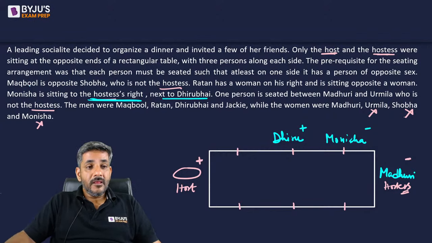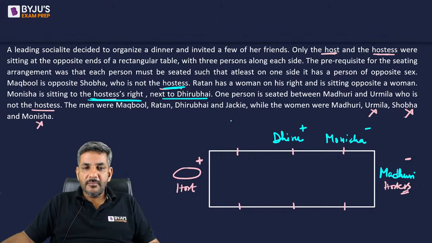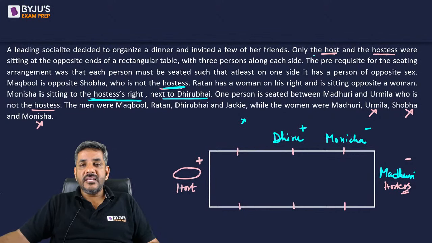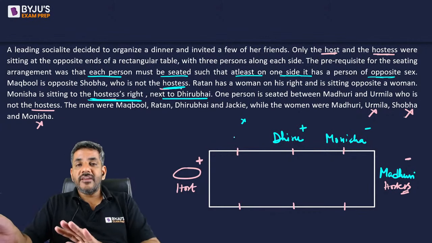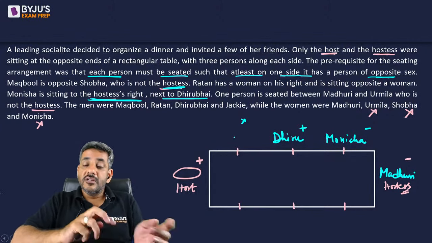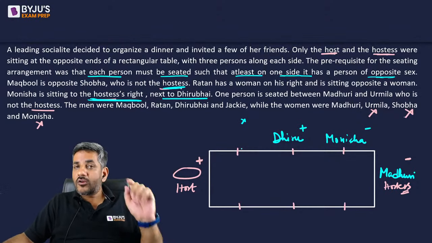What next? Makbul is opposite Shobha, who is not the hostess. Where can Makbul be? Can Makbul be here? No, because I can't have three people together. It is clearly written that the prerequisite is that each person must be seated such that on at least one side it has a person of opposite sex. If I have Makbul over here, on one side of him we have Dhirubai, on the other side is the host. So both sides are males. You do not have a person of opposite sex. So Makbul cannot be there.